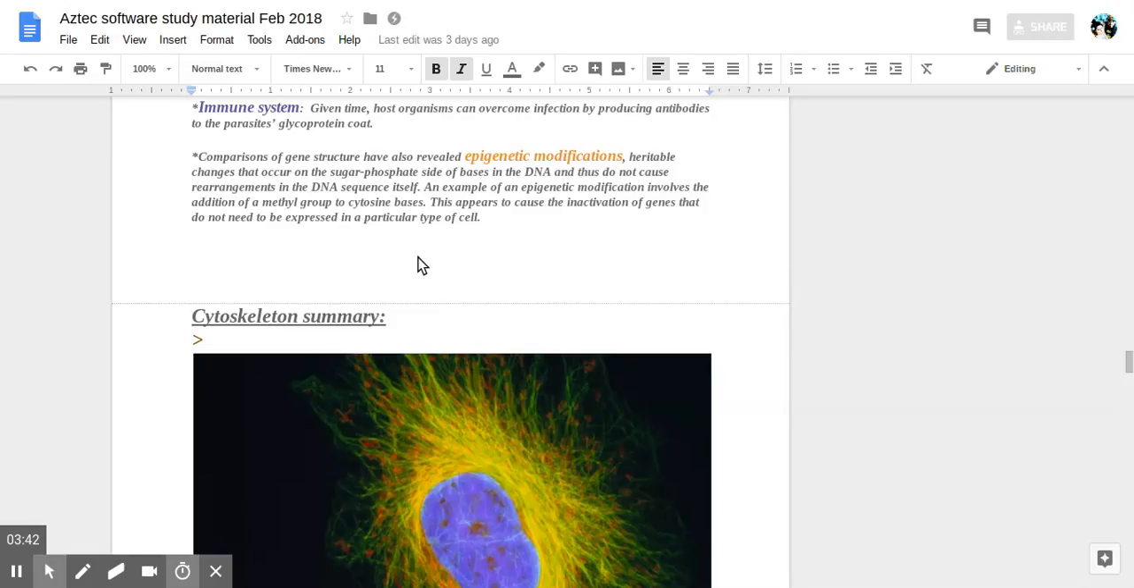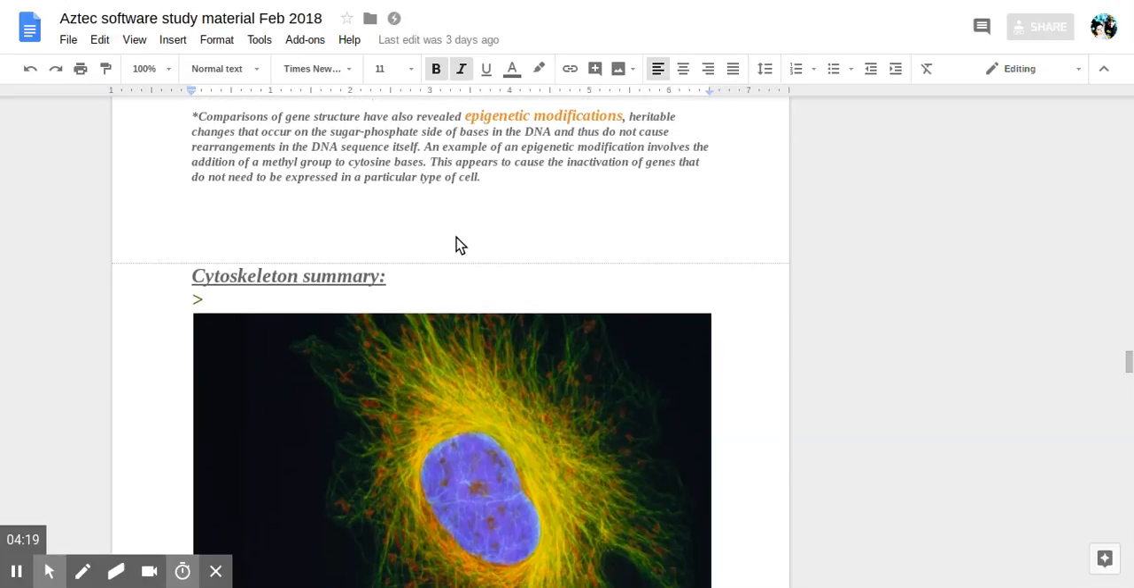Comparisons of gene structure have revealed epigenetic modifications, heritable changes that occur on the sugar phosphate side of bases in the DNA and thus do not cause rearrangements in the DNA sequence itself. An example of epigenetic modification involves addition of a methyl group to cytosine bases. This appears to cause an inactivation of genes that do not need to be expressed in a particular type of cell.